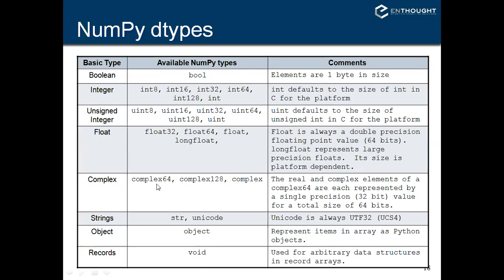Right. Similarly, one of the most important data types in Python programming is complex. Here we can deal with the imaginary values also. Right? So we also have complex, complex 64, and complex 128. I don't need to explain here that the real and imaginary parts of complex 64 are each represented by single precision of 32 bits. So 32 plus 32 indicates 64 bits, and 64 plus 64 indicates 128.